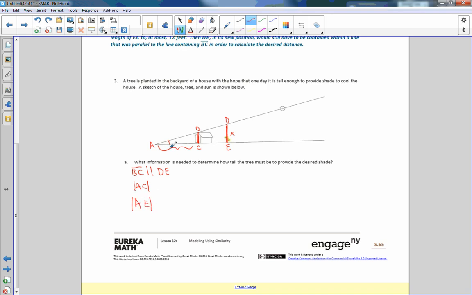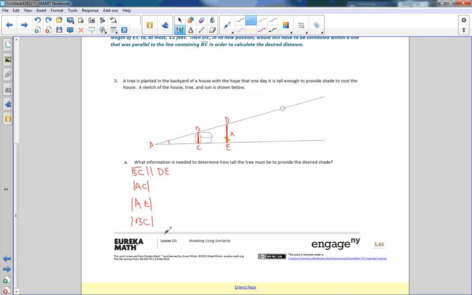Okay, so if I knew AC and I knew AE, then I can set up a proportion, little triangle to big triangle, but then I'd have to know the height of the house as well. I would also have to know BC.